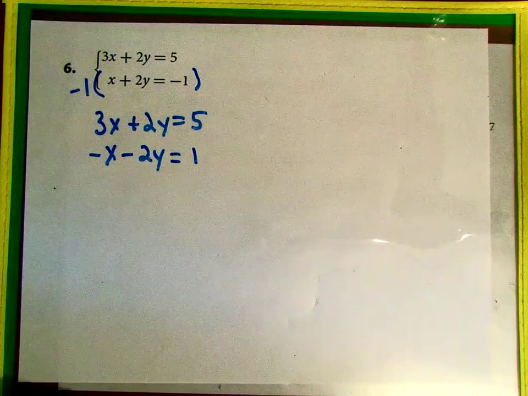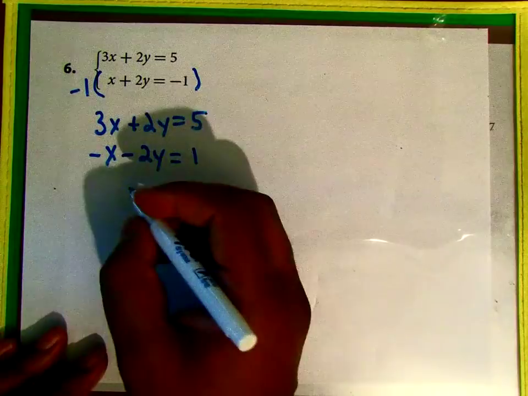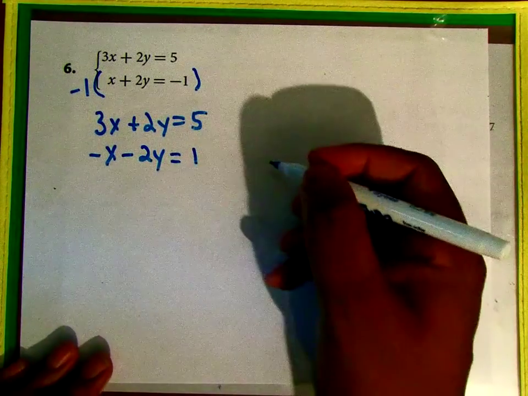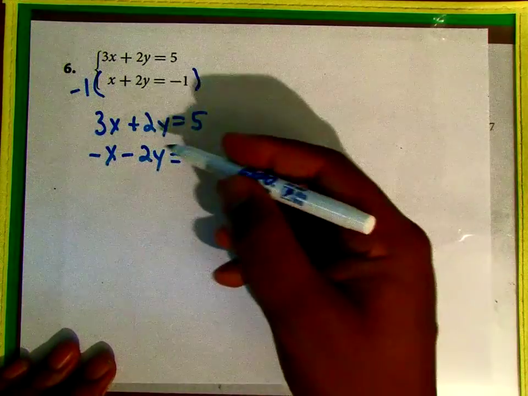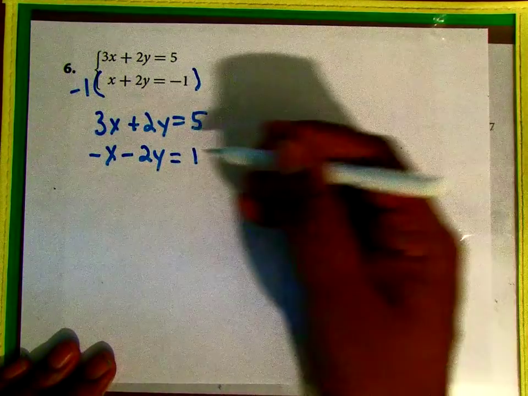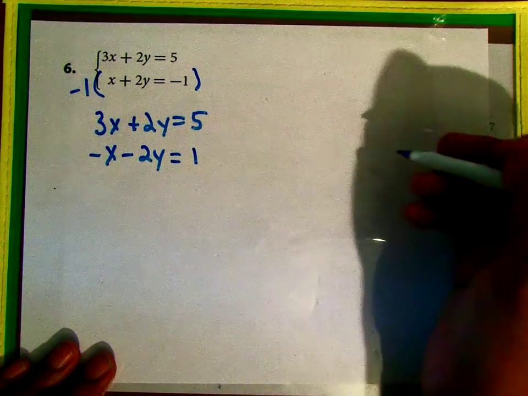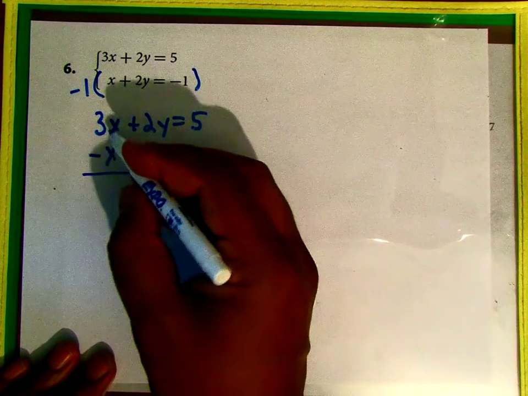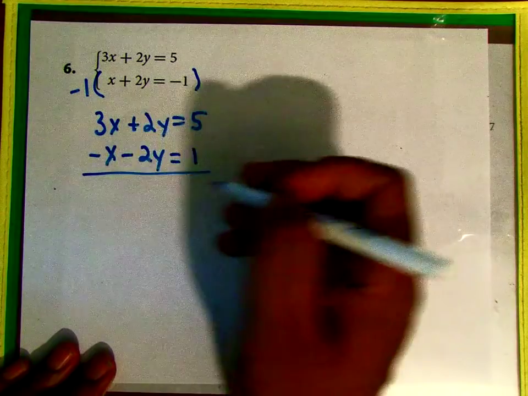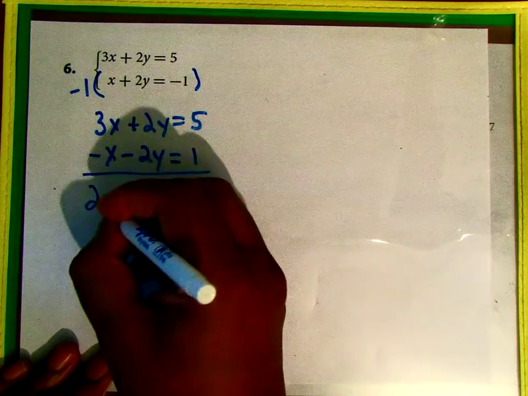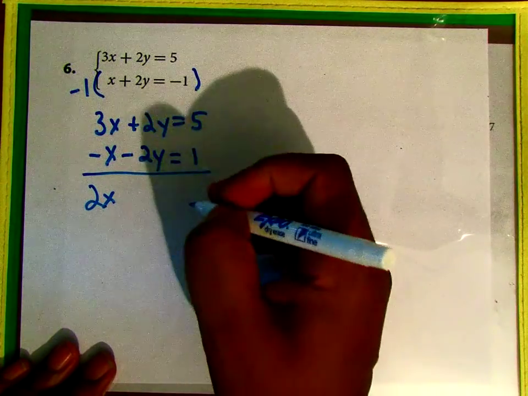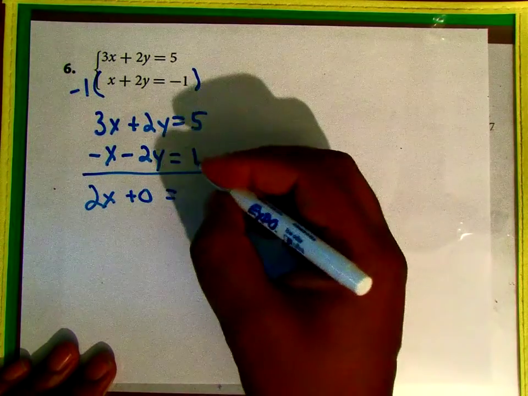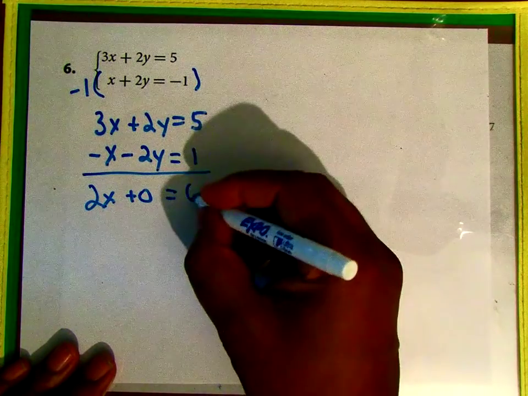Okay, so the next thing we want to do is go through our steps now that we have something here that we can eliminate. So we add these together and eliminate one of our variables. I'm going to add this here. 3x plus a negative x will be 2x. 2y plus negative 2y is 0, which we wanted to get. And then 5 plus 1 is 6.